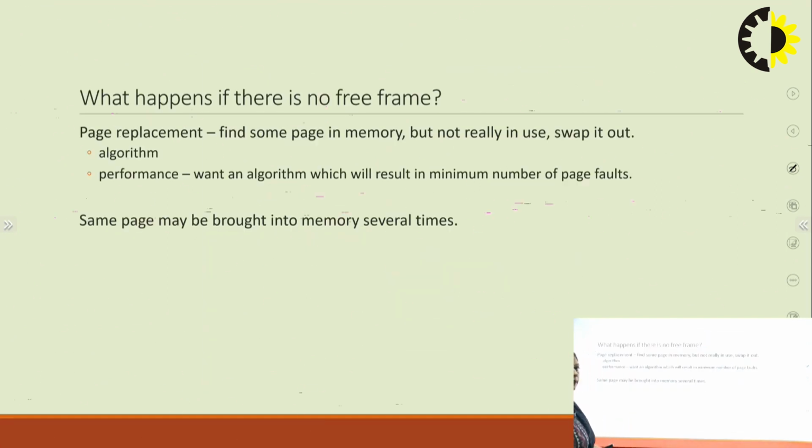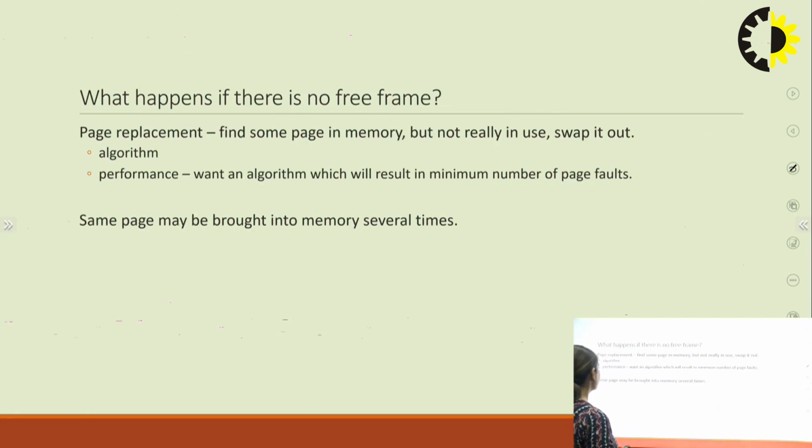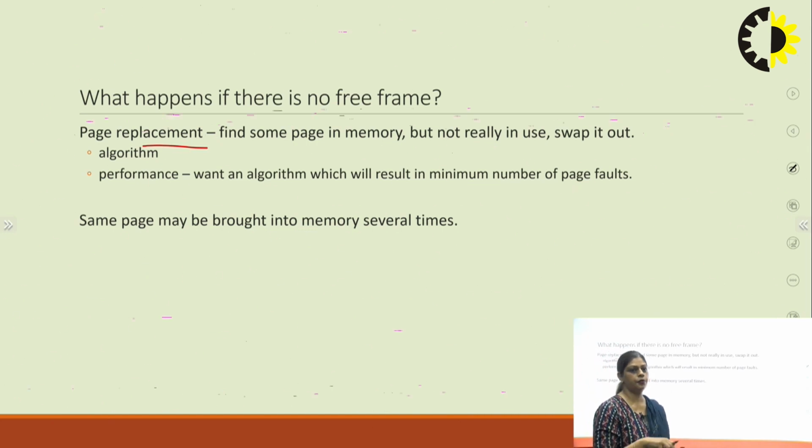What happens if there is no free frame? See the previous slide. When X has to be brought from here to here, if there is no free frame, then what will the OS do? Then page replacement has to be done. Some page has to be selected and moved back to the backing store, and in its place the new page, that is X, has to be brought into the physical memory.